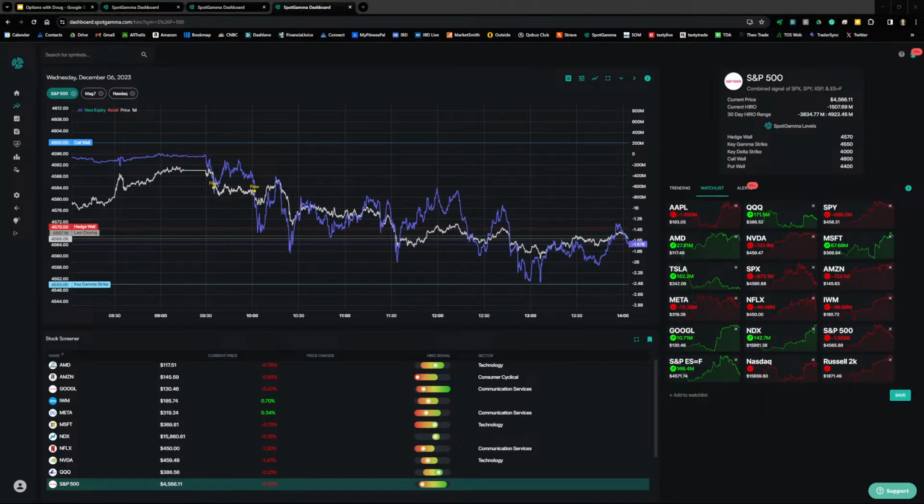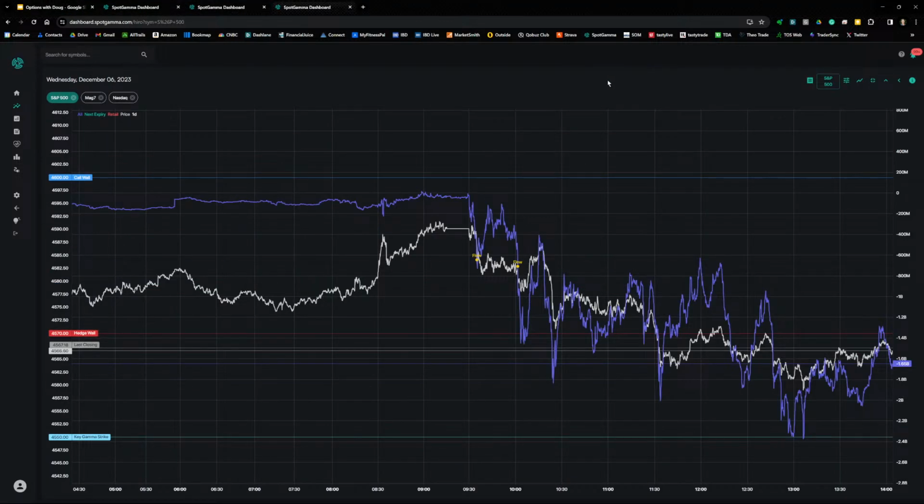price for SPX with the white line. Then the purple line is the hero signal. That's showing options trades and market maker hedging activity for a combined signal for trades in SPX, SPY, XSP, and ES futures, all into one combined signal. A falling purple line indicates traders are taking negative delta positions. Let's zoom in on this chart.